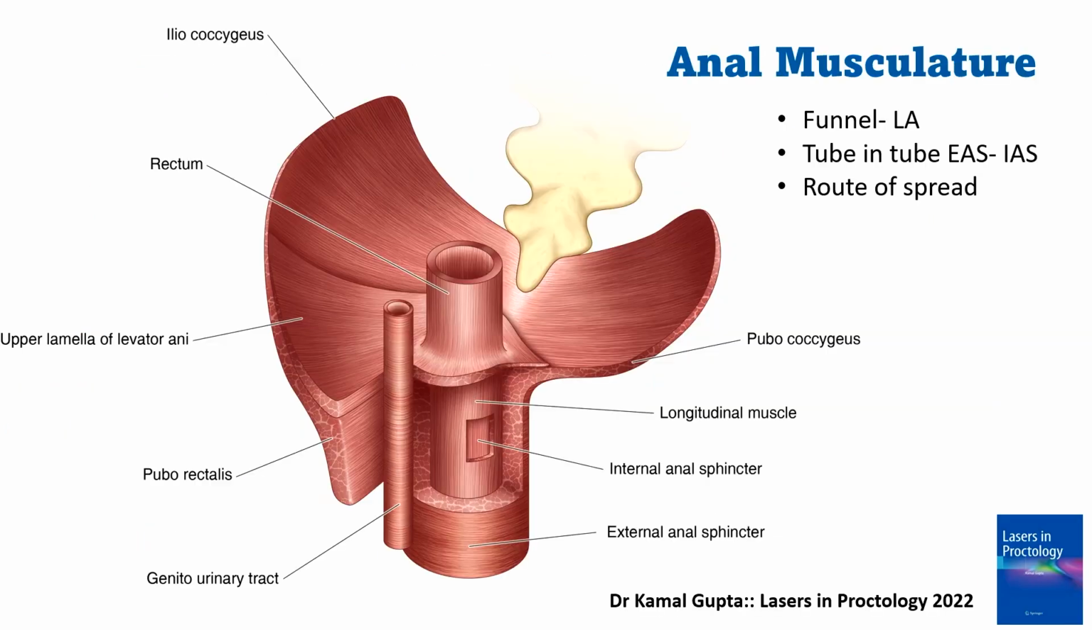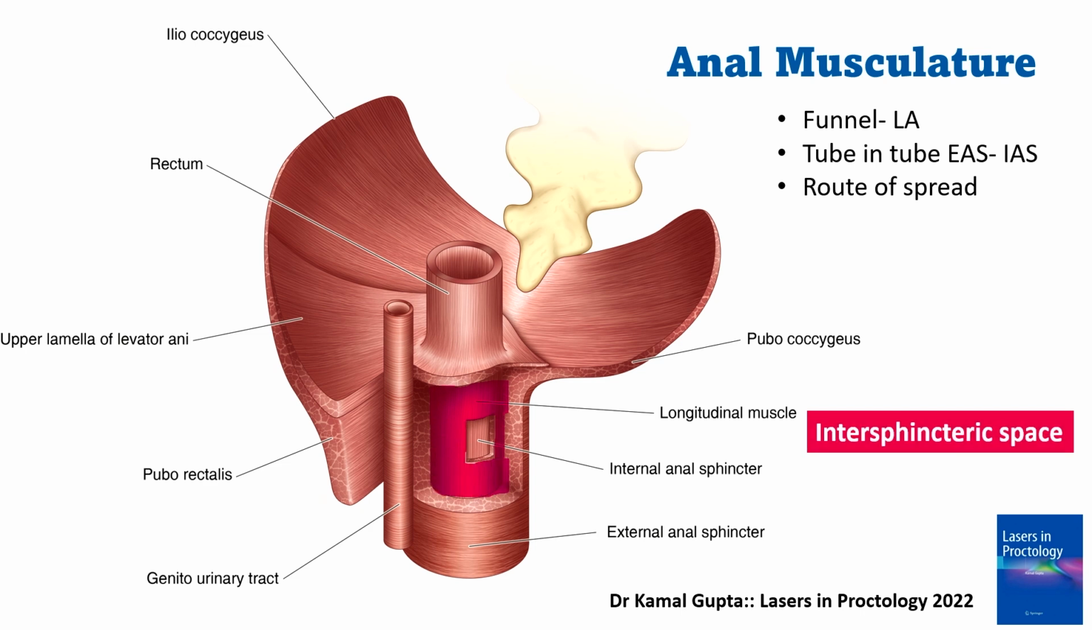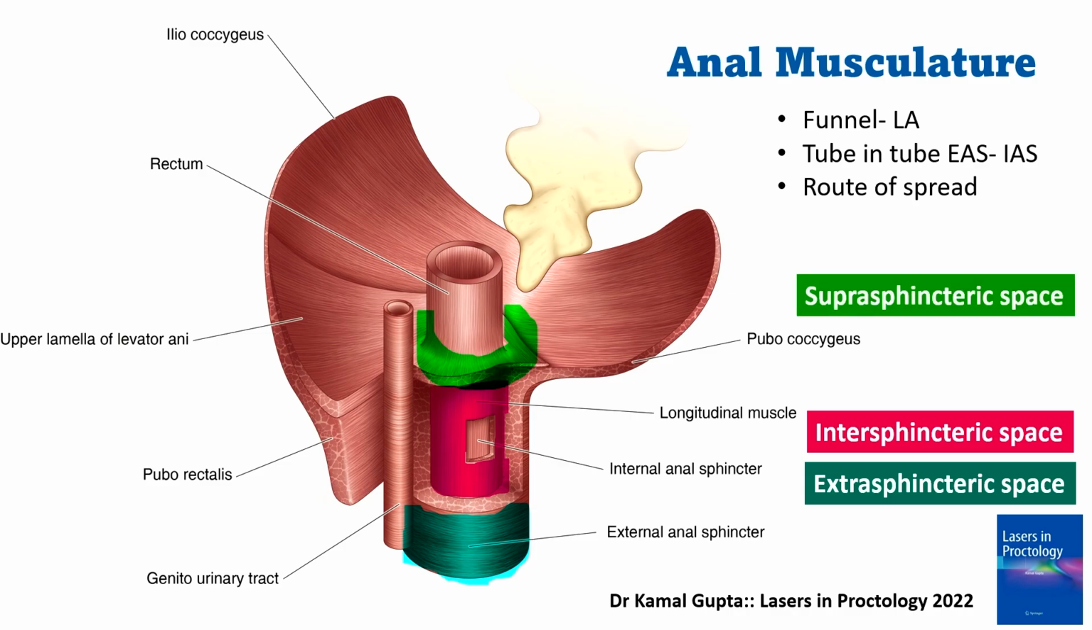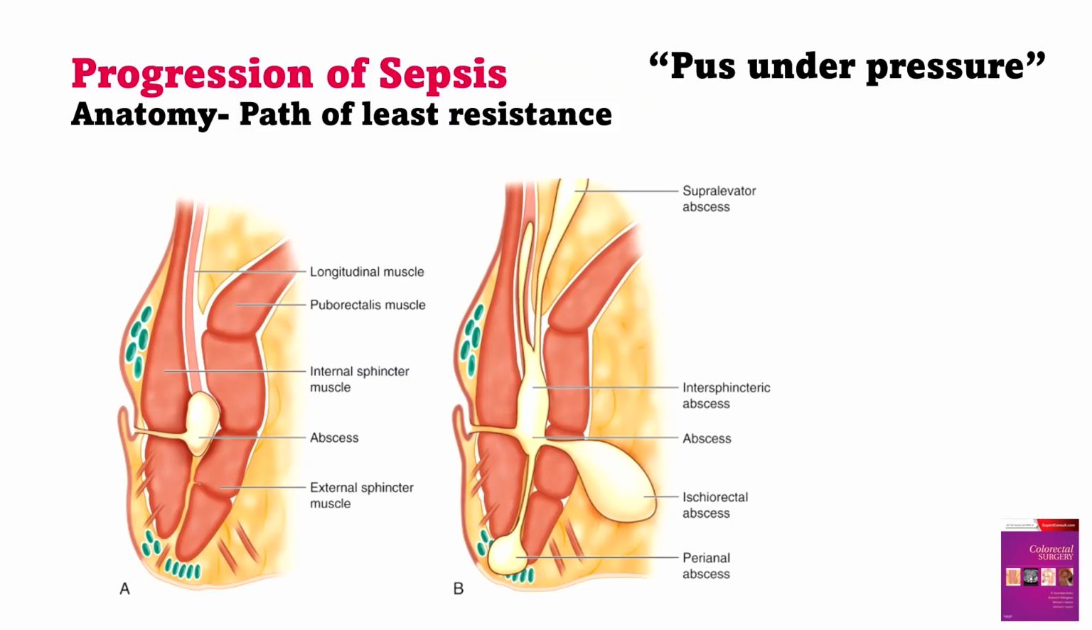Okay, we'll just go ahead. And this is going to happen with everything. So we have already talked about this in the morning. So you have these spaces, and these spaces are where the abscesses are: intersphincteric, extrasphincteric, and supralevator. We need to know, and more than one space can be involved. It can be all three spaces also.